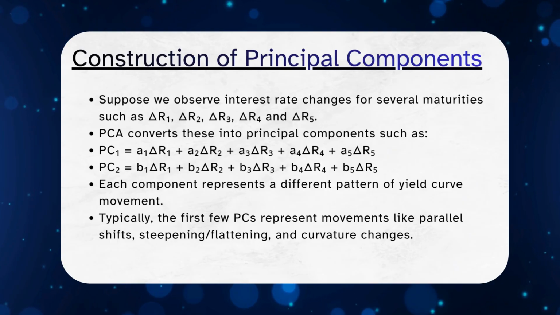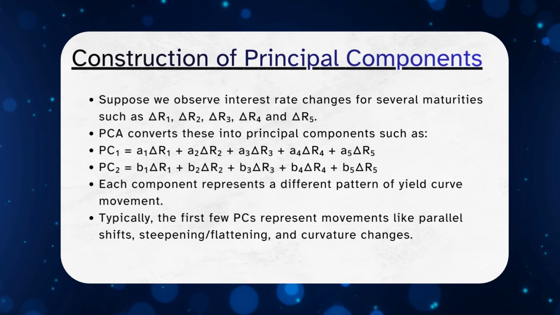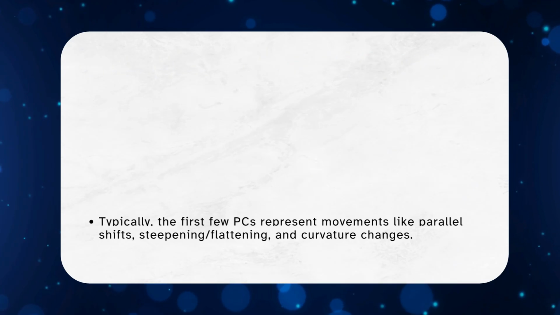In practice, the first component usually represents a parallel shift, where all rates move up or down together. The second component often represents steepening or flattening of the yield curve, while the third component captures changes in curvature.